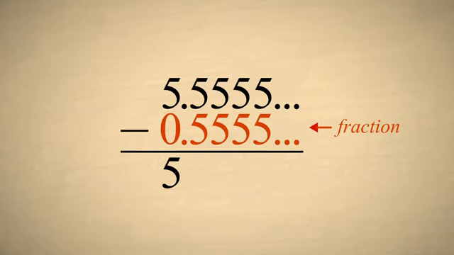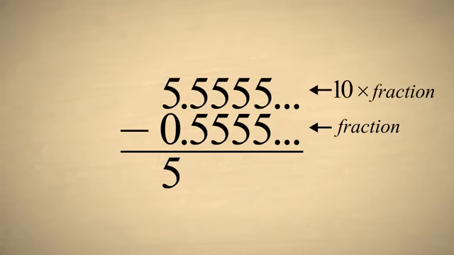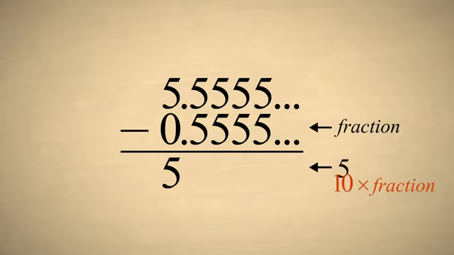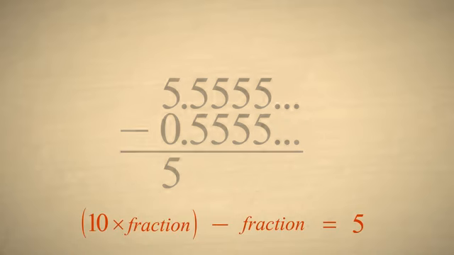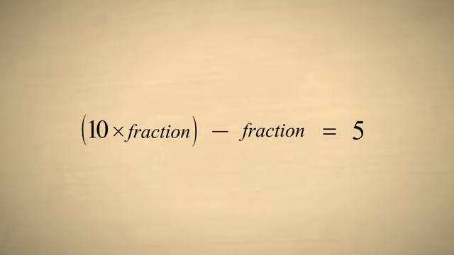We know that our original decimal number is equal to some fraction, but we don't yet know what that fraction is. However, we do know that when it is subtracted from 10 times itself, we get 5. Let's write this statement as an equation. 10 times the fraction minus the fraction equals 5. It is possible to write this statement more simply. Subtracting one thing from 10 things leaves 9 things. So instead of writing 10 times the fraction minus the fraction, we can simply write 9 times the fraction.